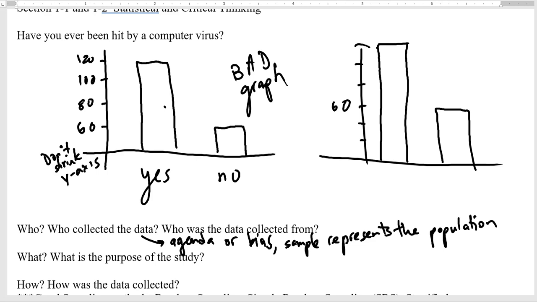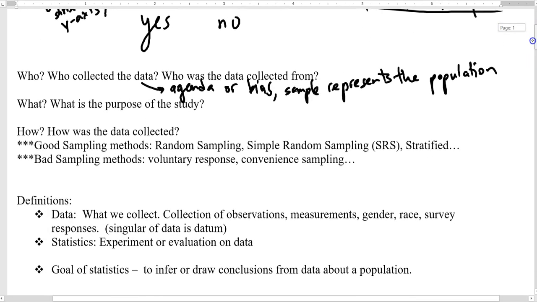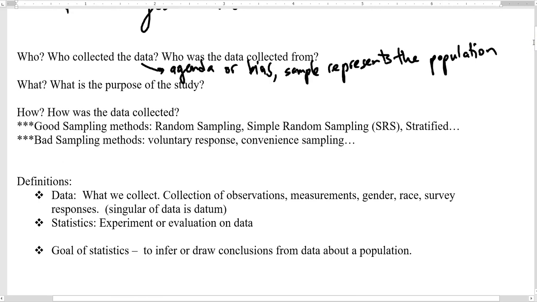Let's keep going. What is the purpose of this study, right? Is their purpose to sell antivirus? How the data is collected is important, and we're going to be talking more about that, but the idea is that we're going to keep looking for biases. There are some good sampling methods. We'll talk about random sampling, simple random sampling, stratified, and I just put a list on there.